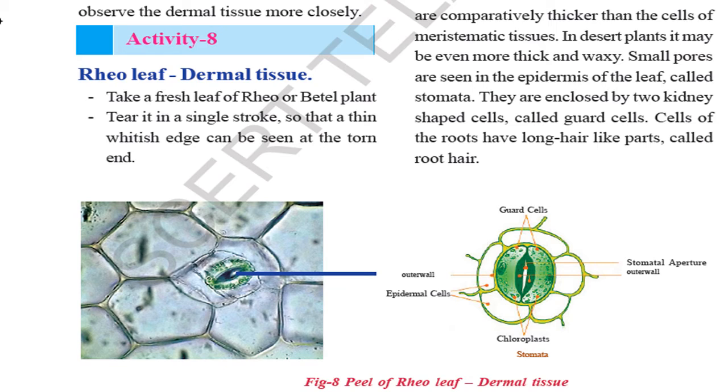The cells are comparatively thicker than the cells of meristematic tissue. In desert plants, what happened? It may be even more thick and waxy. Small pores are seen in the epidermis of the leaf called stomata. This is what we see in the peel of Rio leaf, dermal tissue. These are the guard cells and all you see in the microscope. They are enclosed by two kidney-shaped cells called the guard cells.